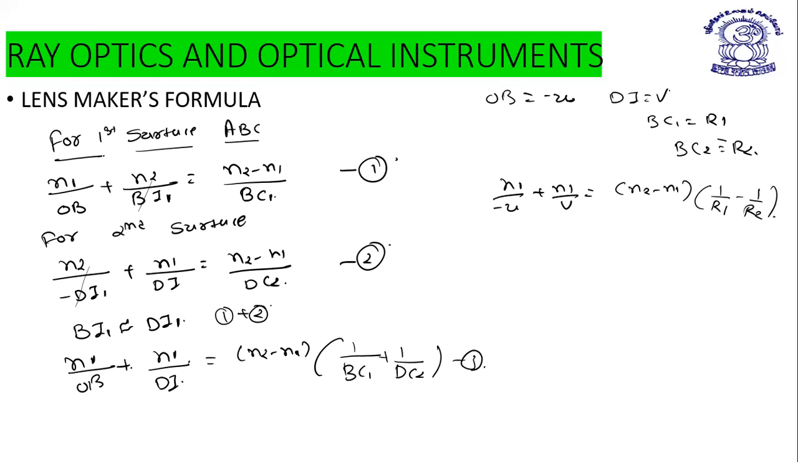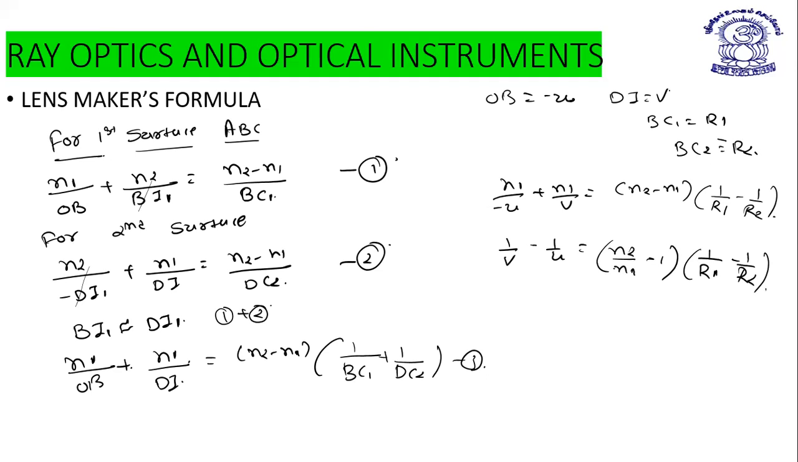We can take n1 common. So 1 upon v minus 1 upon u is equal to (n2 upon n1 minus 1) into (1 upon R1 minus 1 upon R2).